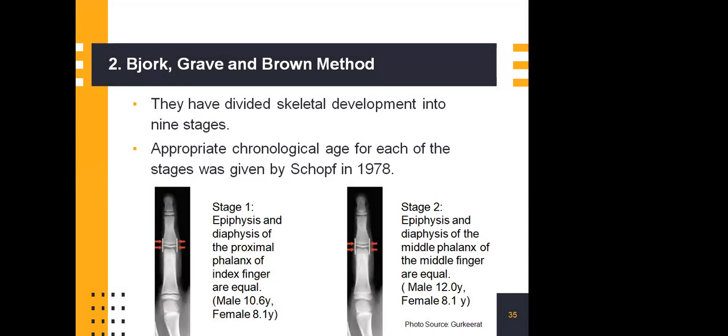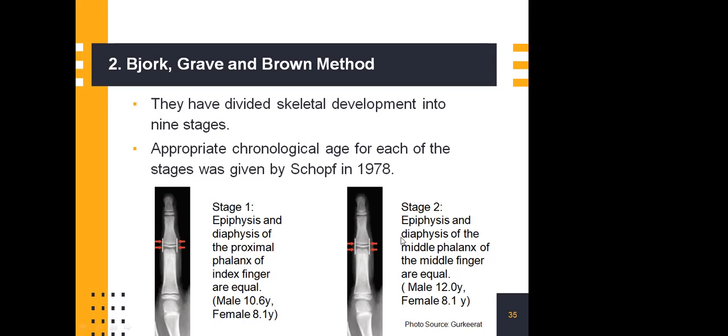The next method is the Björk, Grave, and Brown method. They have divided skeletal development into 9 stages, and the appropriate chronological age for each stage was given by Schopf in 1978. In the first stage, as we can see, the epiphysis and diaphysis of the proximal phalanx of the index finger are equal, and the age for males is 10.6 years, and for females is 8.1 years.